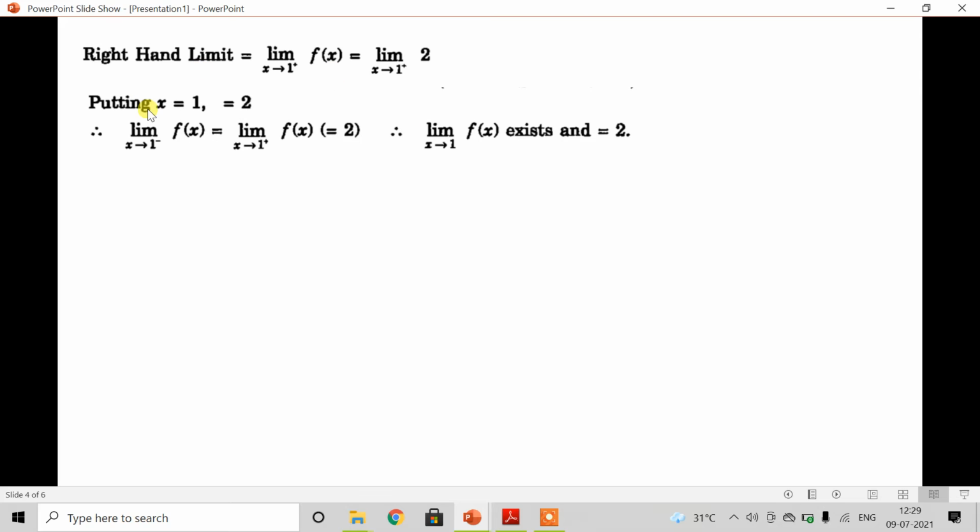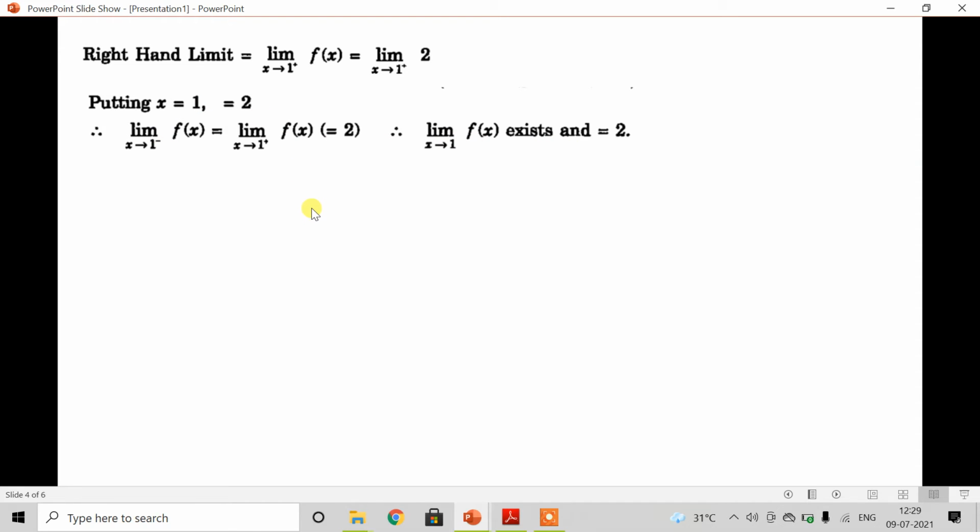And for the right hand limit, on the right of 1, the function is defined as 2. So when we find the right hand limit of the function, f(x) will be replaced by 2. This is a constant, so its limit will be 2 only. So the left limit is 2, and the right limit is also 2. This means the limit of the function exists at 1.